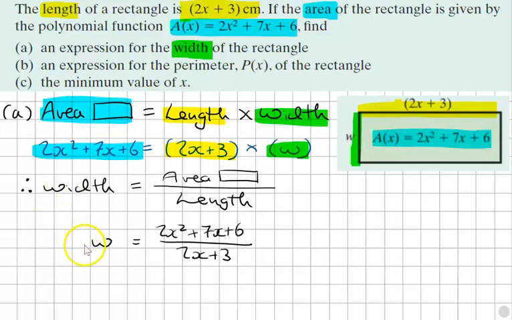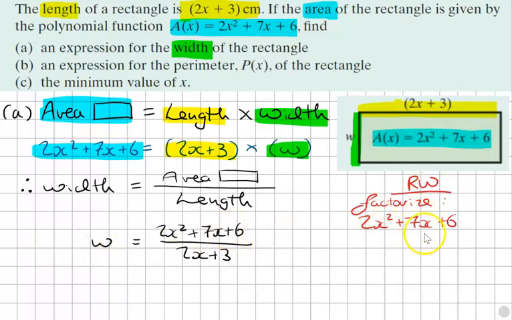So we're going to have w is equal to 2x squared plus 7x plus 6. That's the area of the rectangle. And that's divided by 2x plus 3. That's the length of the rectangle. So then I'm going to do some rough work. I'm going to factorize my numerator.